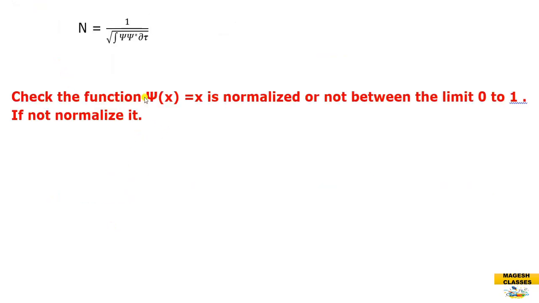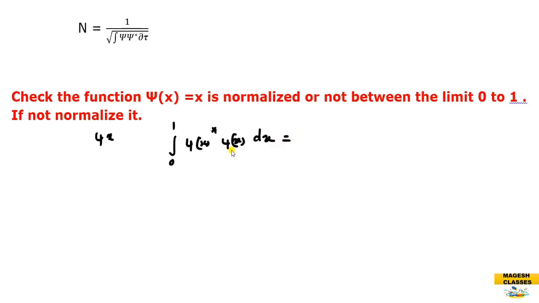First exercise: check whether the function psi x equal to x is normalized or not between the limits 0 to 1. If not, normalize it. The given function is x, so psi x is a function. The integral of the square of the wave function within the range should be equal to 1. The integral limit is 0 to 1, wave function x, complex conjugate, psi x dx, and it should be equal to 1.